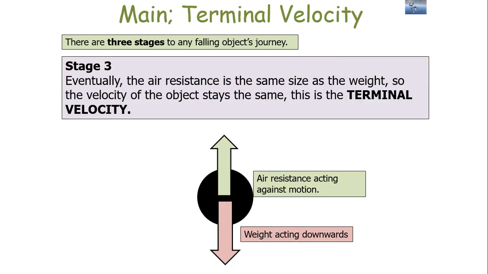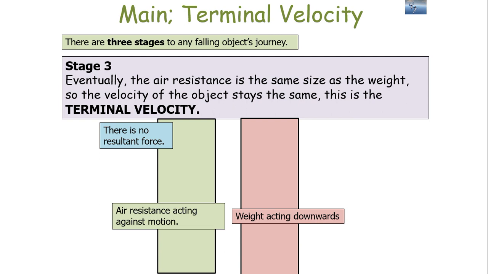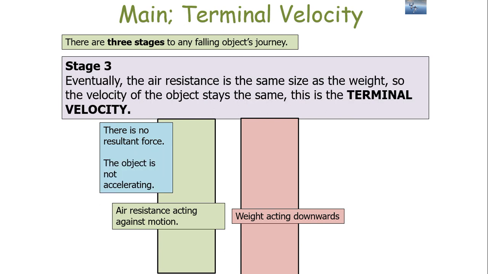Now in stage 3, eventually the air resistance increases and increases until it's the same size as the weight. So now there's no resultant force acting on the object, so there's no acceleration on the object. The velocity stays the same for the object. You've achieved terminal velocity. So now the weight and the air resistance acting against the motion are the same size, so there's no resultant force, so the object is not accelerating.